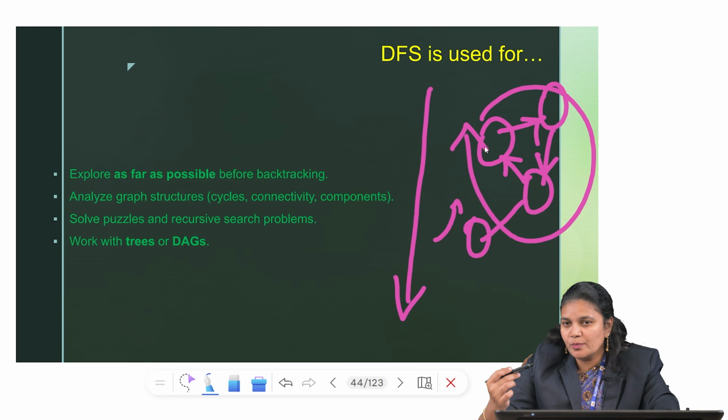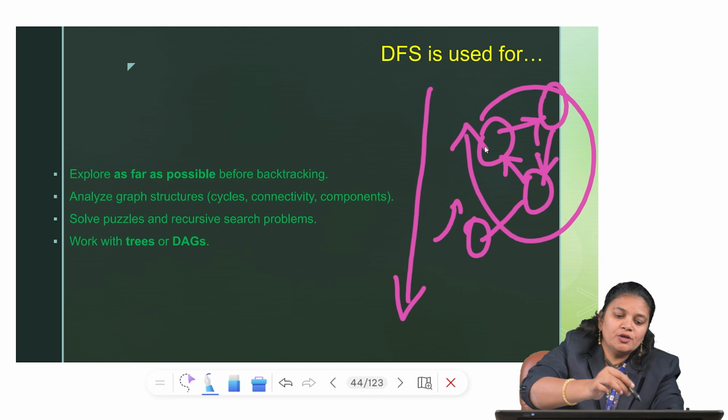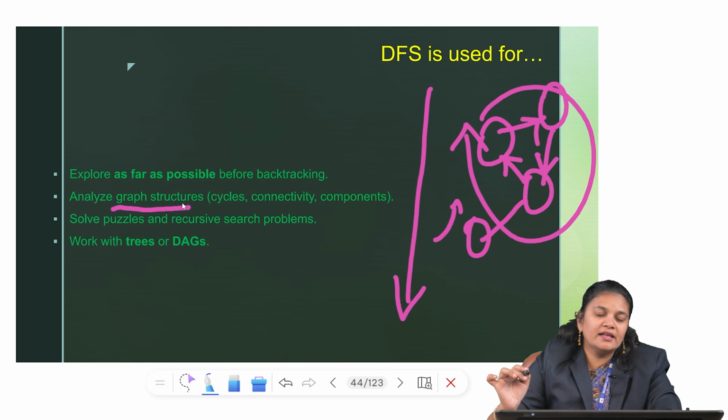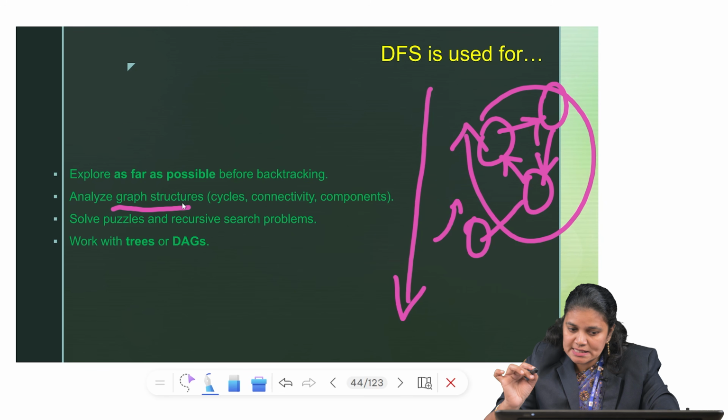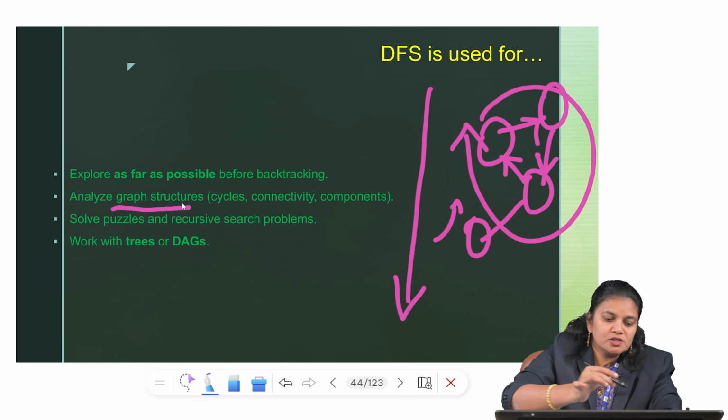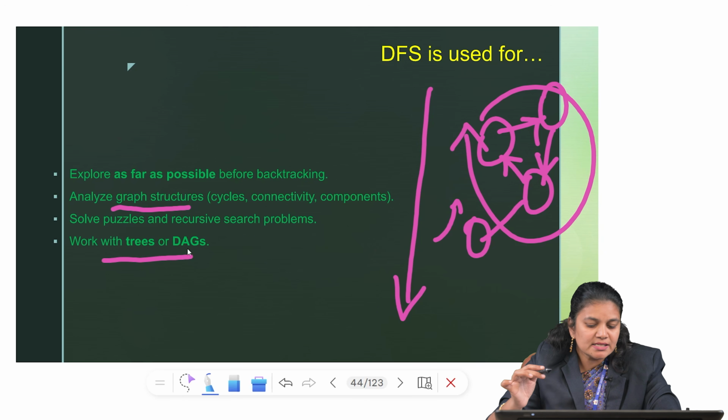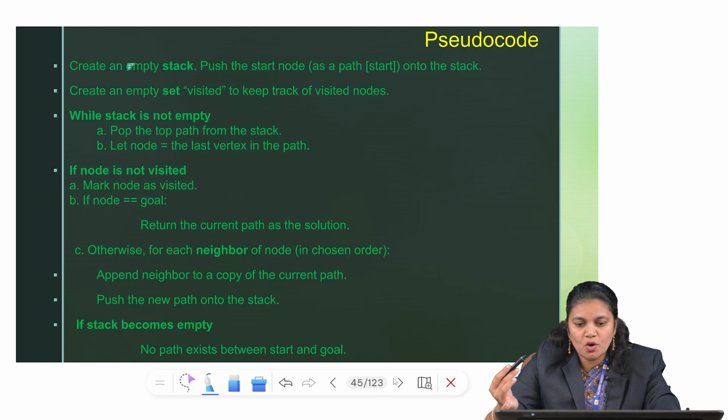So that has to be avoided. To check whether the graph has a cycle or not, we can use depth first search. To find whether the graph is connected, what the components are, all these things we can use depth first search to analyze the structure of the graph. We can use it for solving puzzles as well as research problems also. Also, we can work with trees as well as directed acyclic graphs. So these are the uses of depth first search.